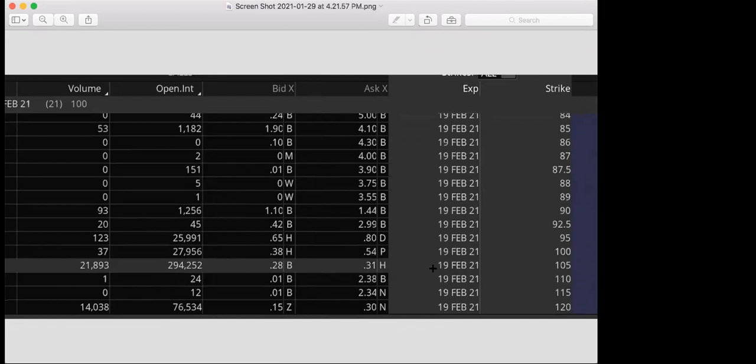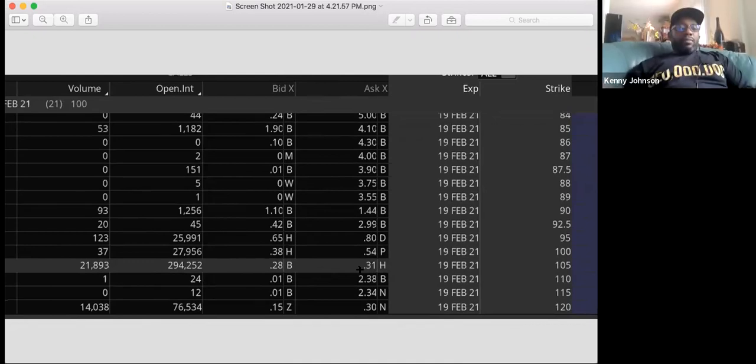So 38 cents, 20 what? 31 and 28? 31. Yes. And look at all them people. And this is based off of it being a pop because of them getting acquired by IFF.